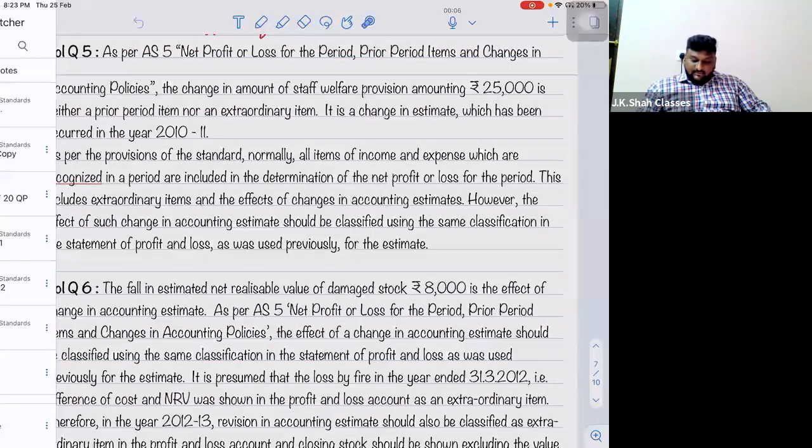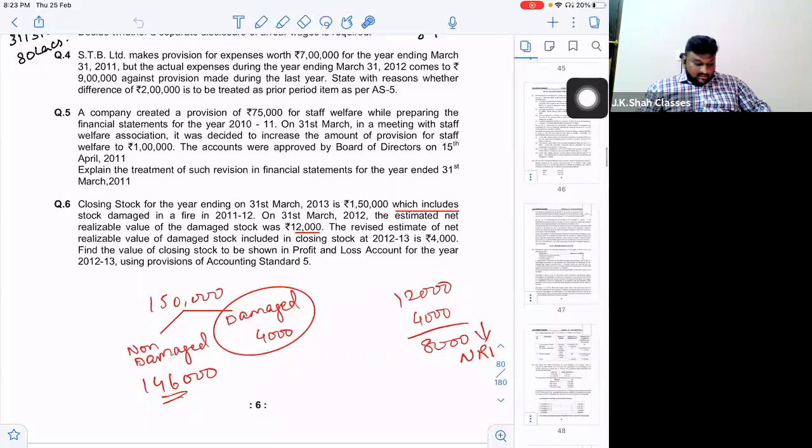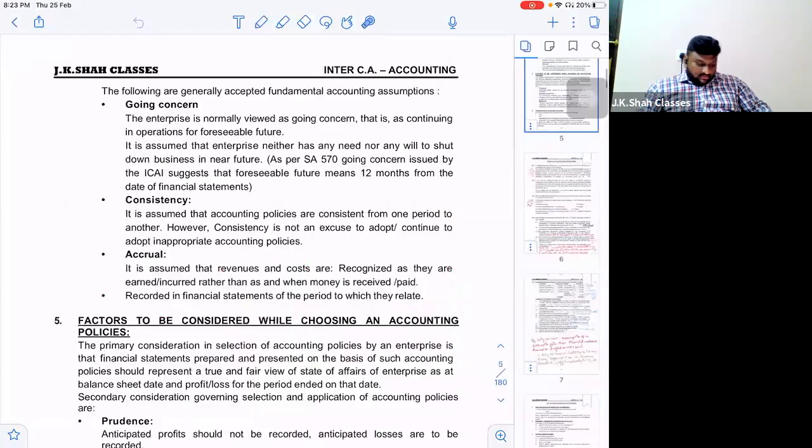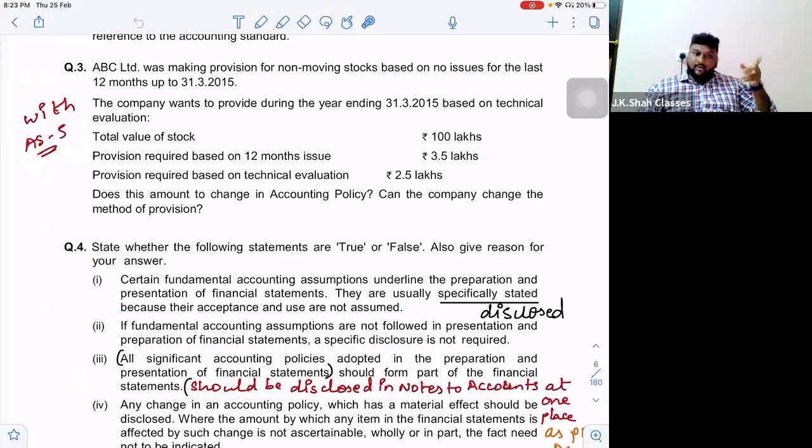Now, one question was pending from your first accounting standard, which was having a relation to this chapter. Question number 3. Tomorrow I'm starting with AS4. I already told, after completing this topic we'll be starting with AS4 tomorrow. Question number 3. What it says: ABC Limited was making provision for non-moving stocks based on no issues for the last 12 months up to 31st March 2015.